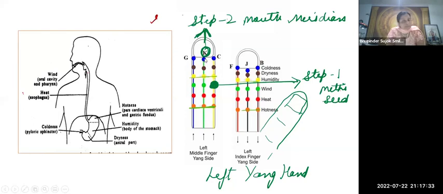So the only thing is, now in this meridian, what will you do? If there are, for example, multiple problems in the mouth, you can also stimulate the points. You can check the painful point. Where is the most painful point in these? Which point is the most painful? And on that point, you can put a methika seed.